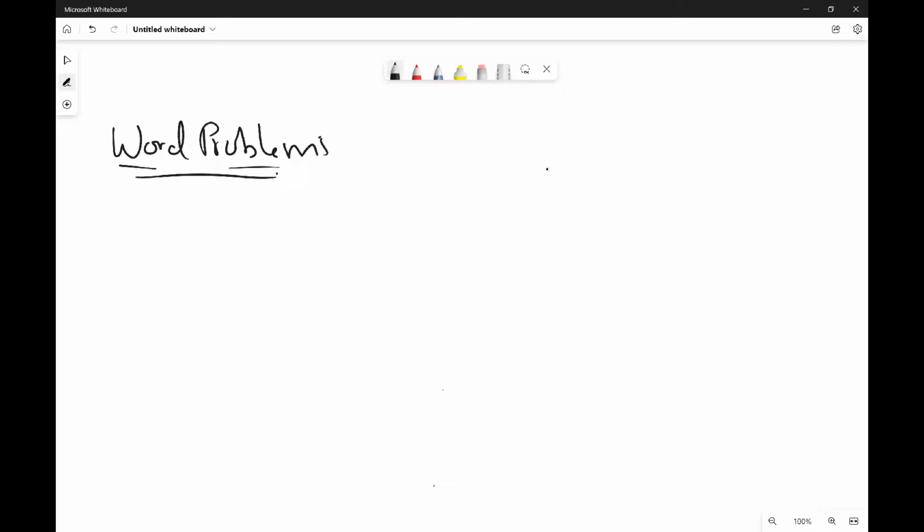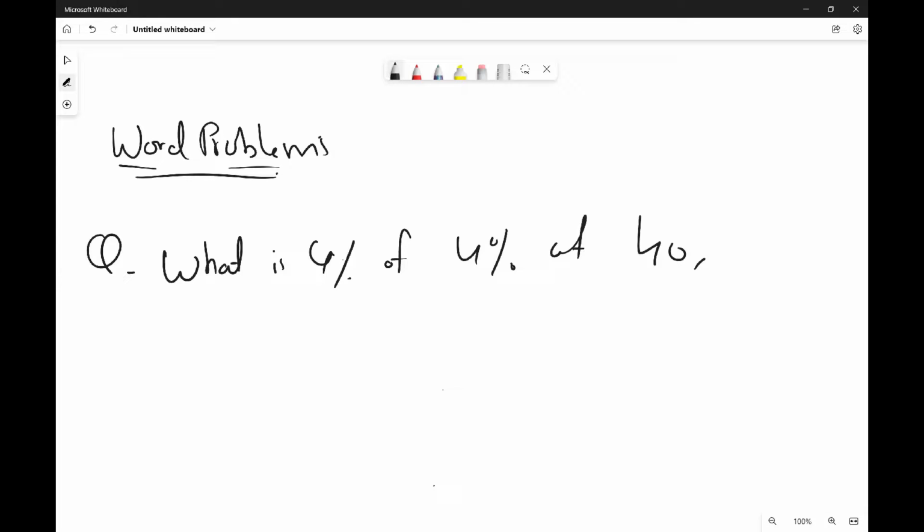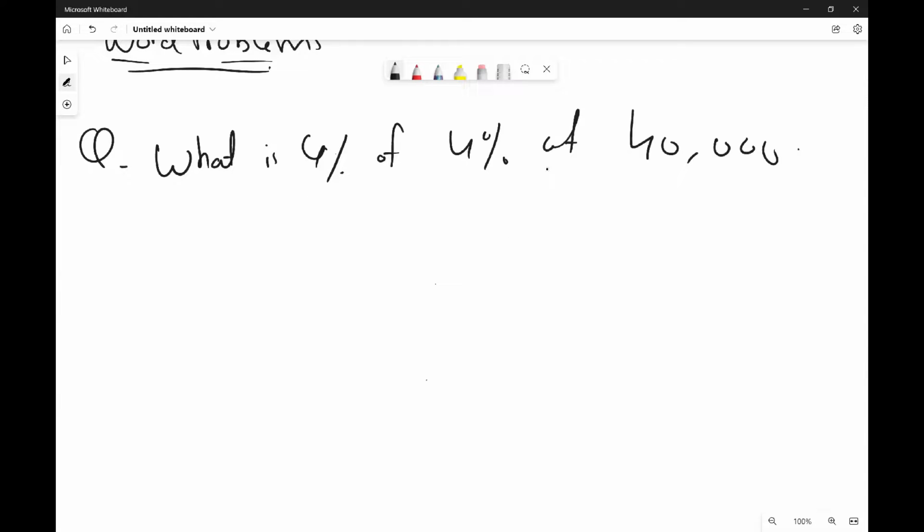All right. It's word problems में translation होती है. You translate basically. So what if a question says, what is 4% of 4% of 40,000? Now, this is an expression written in basic English language. You should be able to translate it into a mathematical expression.